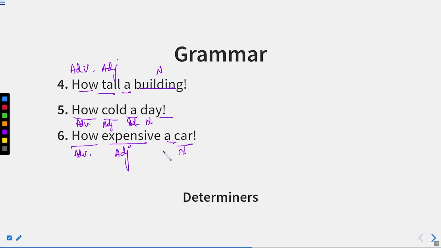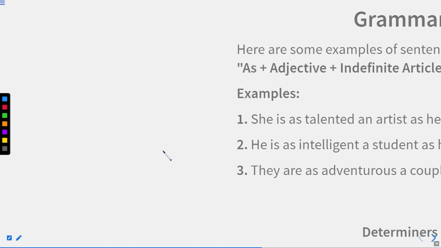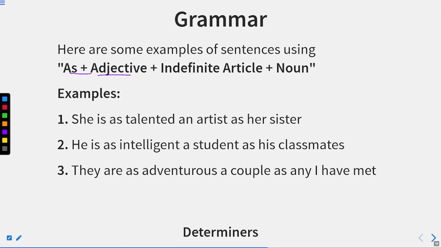Now let us move to the next structure. As plus adjective plus indefinite article plus noun. Now let us see examples of this structure. She is as talented an artist as her sister. So in an artist, artist is a noun, before which we have used the indefinite article, talented is an adjective, and before this we are using as, which is an adverb.